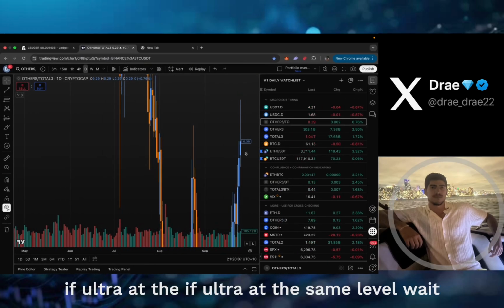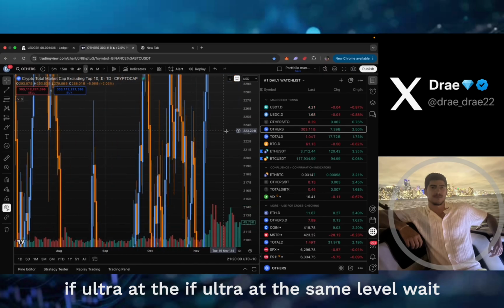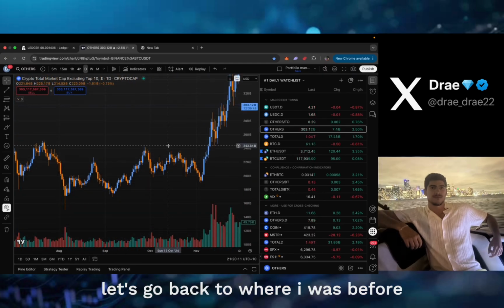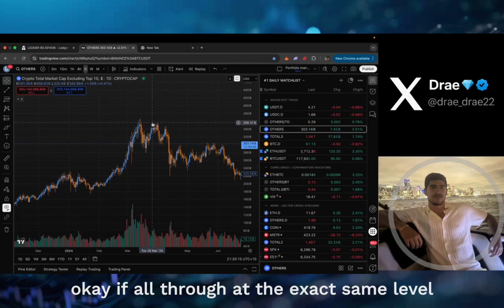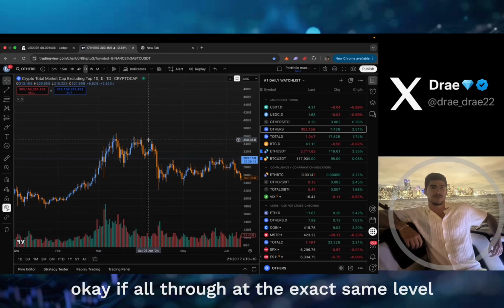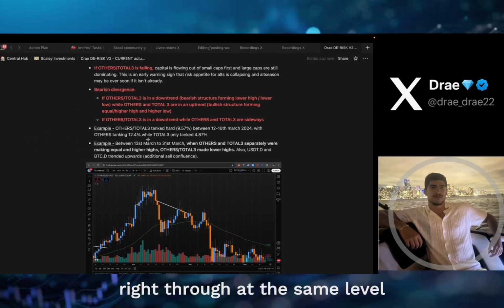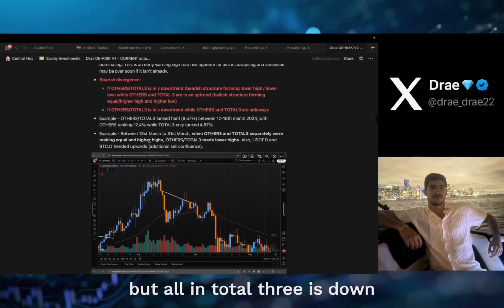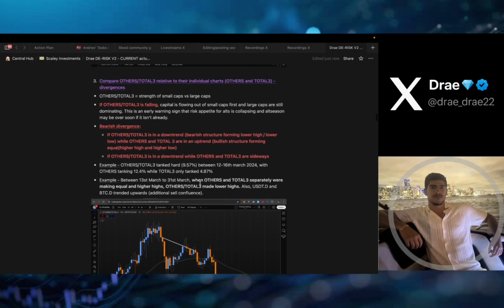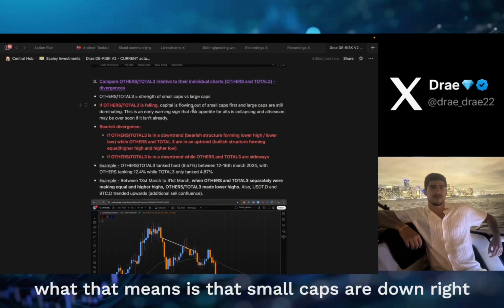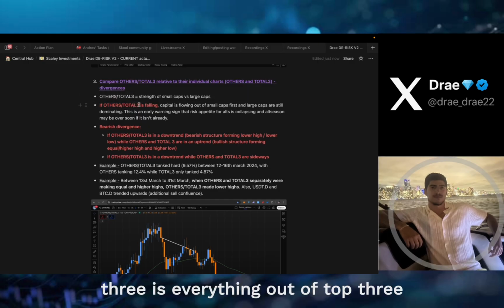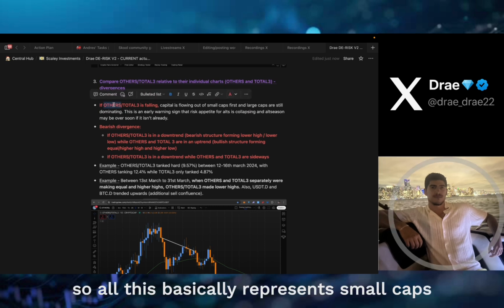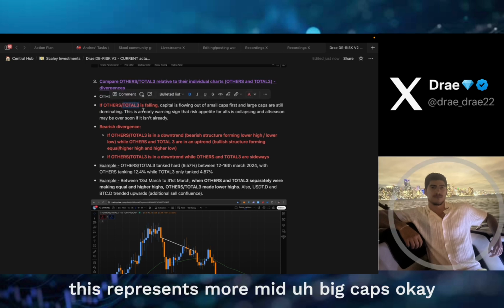So that's all jumble for saying that if alts are at the exact same level, right? So at the same level, but others in total 3 is down. What that means is that small caps are down, right? Because as I said, others is everything out of top 10. Total 3 is everything out of top 3. So others basically represent small caps. This represents more big caps, okay?